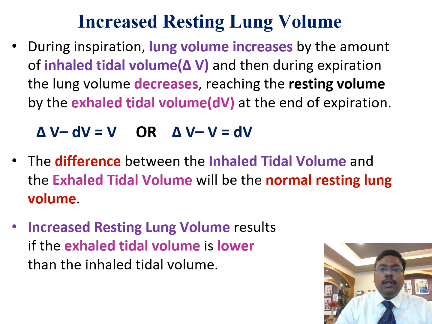Increased resting lung volume. During inspiration, the lung volume increases by the amount of inhaled tidal volume delta V, and then during expiration, the lung volume decreases, reaching the resting volume by the exhaled tidal volume dV at the end of expiration. So delta V minus dV is equal to V, or delta V minus V is equal to dV. So the difference between the inhaled tidal volume and exhaled tidal volume will be the normal resting lung volume.